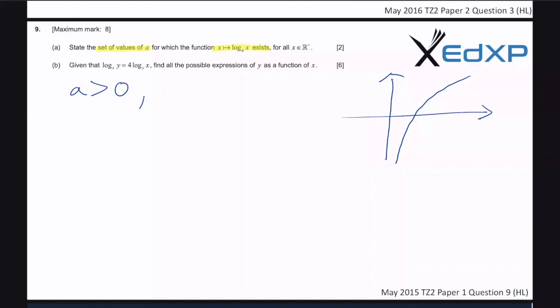And we must also know that A cannot equal 1, because if A is equal to 1, we don't have a log graph, we simply have a horizontal straight line, constant. Okay, so that's for part A.